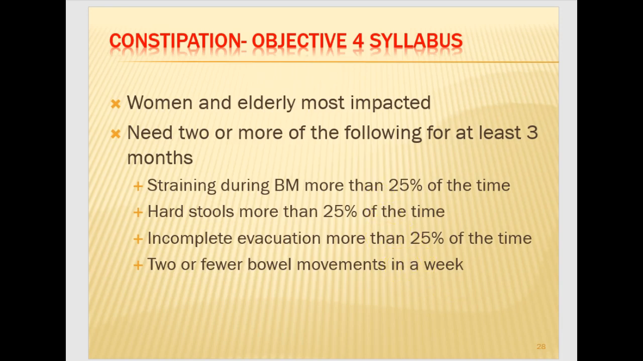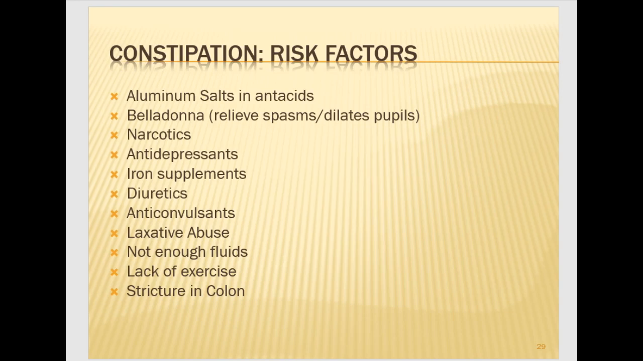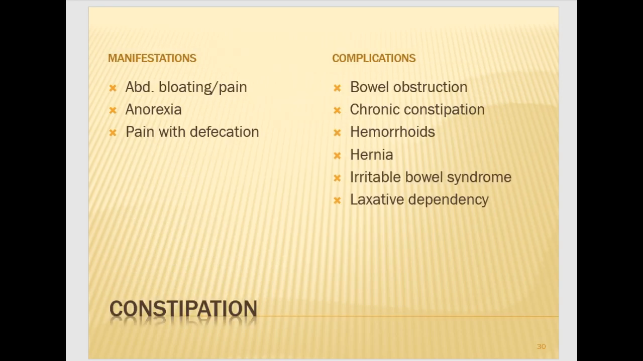So in our nursing assessment, we need to make sure that we continue to look at risk factors that the patient might have, what's going on with them. They might be on some aluminum salts, because those are found in antacids, diuretics. Sometimes they're abusing laxatives. So even lack of exercise because we're not moving like we should. So these are all things that are risk factors for constipation.